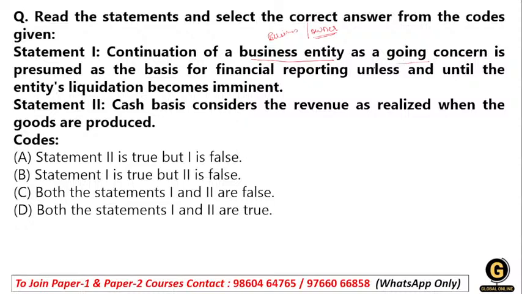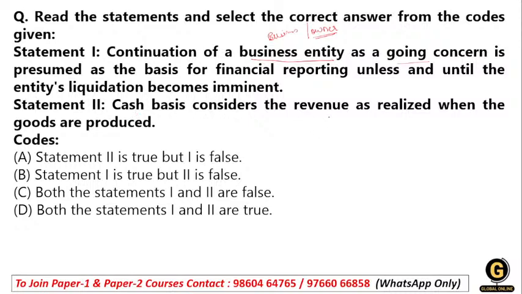So the statement is: continuation of a business entity as a going concern is presumed as a basis for the financial reporting unless and until the entity's liquidation becomes imminent. Isn't it true? Do you think this statement is true? Yes, the first statement is true, because in the business entity concept, going concern is a continuation presumed as the basis of financial reporting, unless the entity is going to be liquidated.